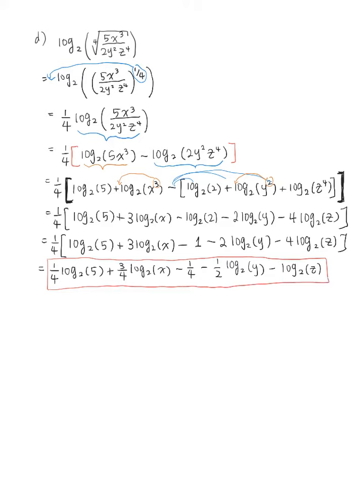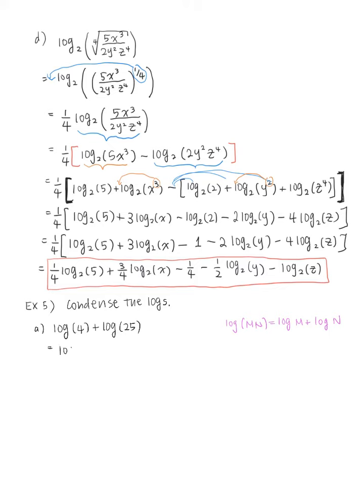I am hoping that you're getting used to this, because now what we're going to do is work backwards. Instead of expanding the log, we're going to be condensing it. So let's try something pretty simple. Condense the logs. So part A, log of 4 plus log of 25. Okay, so now let's recall that log of m times n is log of m plus the log of n, right? So what we need to do is multiply the two arguments together. So this becomes just log of 4 times 25, which is log of 100.